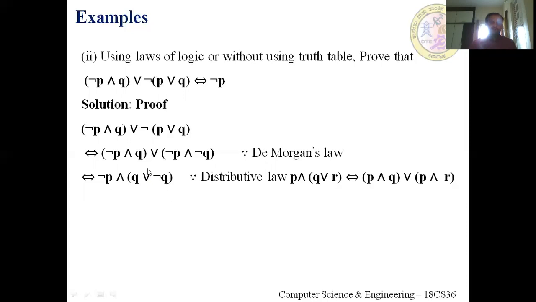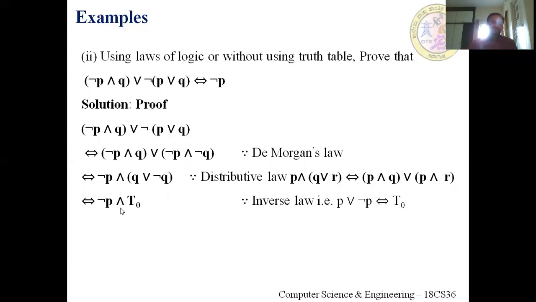Now, if you observe this proposition, compound proposition Q or negation of P, we can apply one more law here. That is the inverse law. Inverse law states that P or negation of P is logically equivalent to tautology. Instead of P, here we have Q. Replace P by Q here. Q or negation of Q is logically equivalent to tautology because of the inverse law.